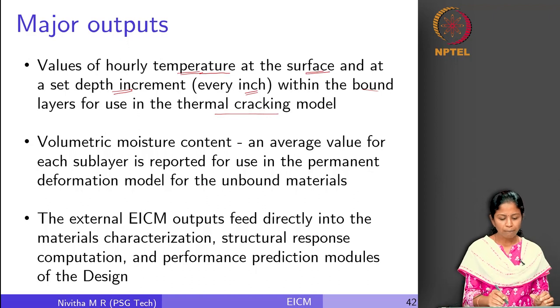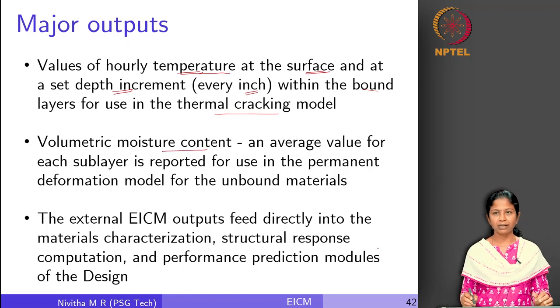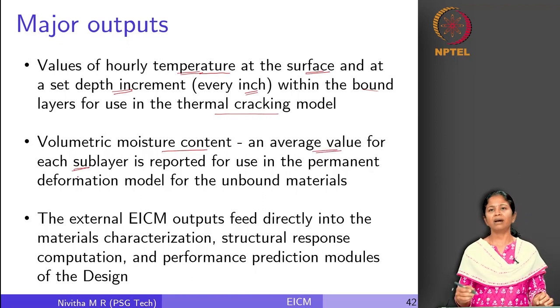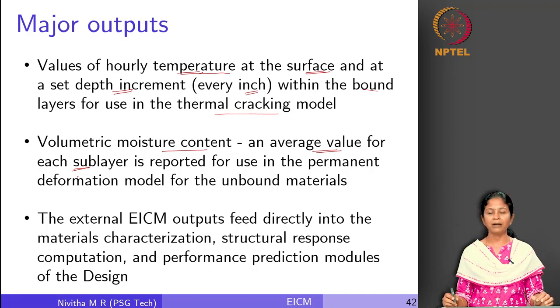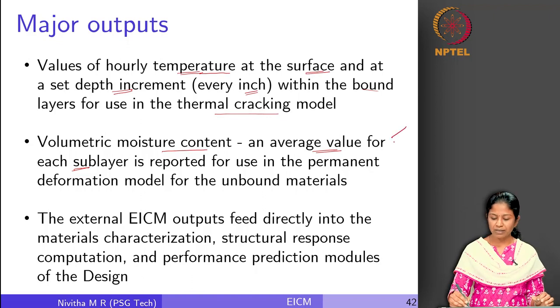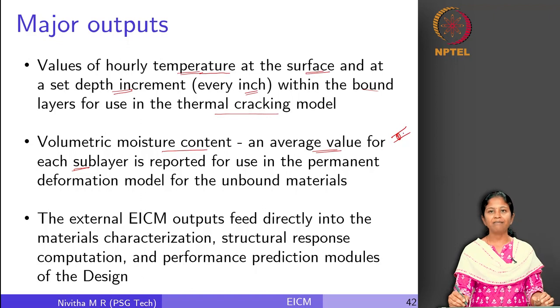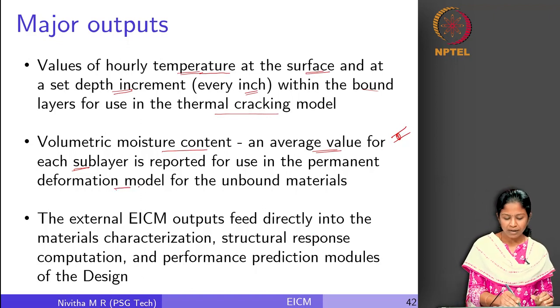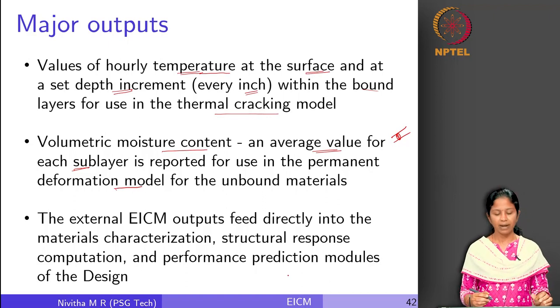Then we will also compute the volumetric moisture content. This volumetric moisture content is an average value for each sublayer, right? So like how we take the midpoint value for temperature, here for the granular layer we take the average value. If it is a sublayer, we compute the value over this entire thickness, take the average value and then use it. Okay, so that is used in the permanent deformation model for the granular layers.